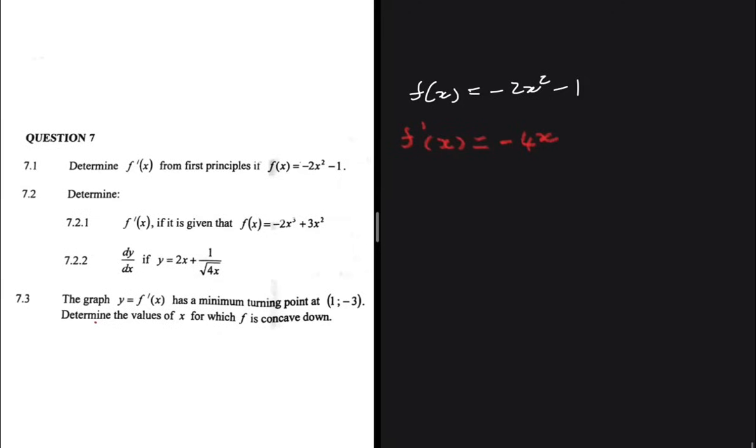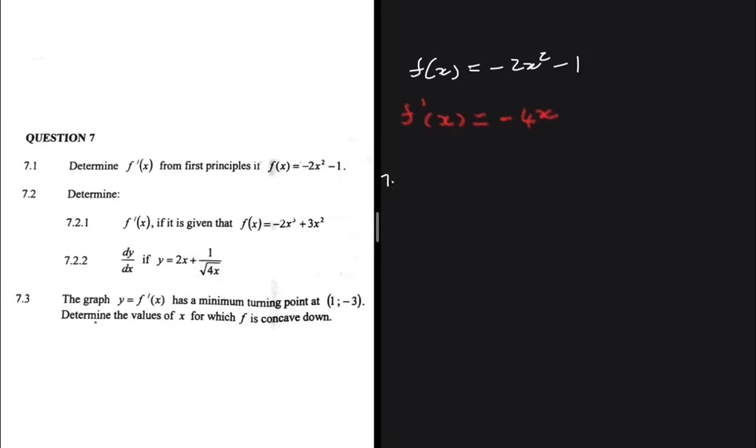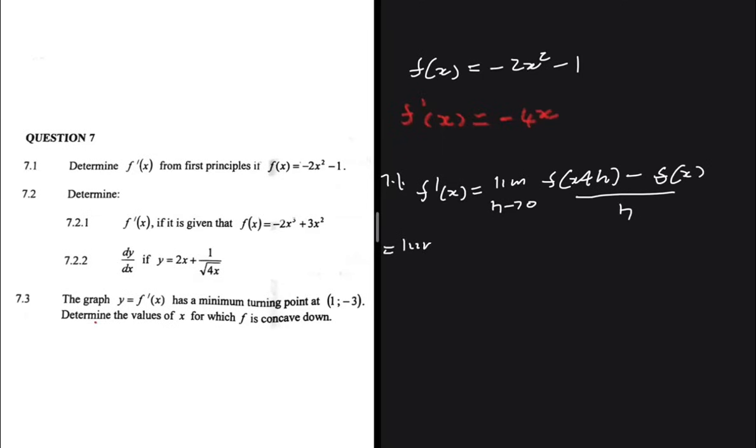So let's go ahead and solve this equation so that we can see what we have here. 7.1, so we're going to say f prime of x is equal to the limit as h tends to 0 of f of x plus h minus f of x, everything divided by h. Right, so this will be equal to the limit as h tends to 0, and then here we have f of x plus h. Right, so we're writing the equation of f of x, but then everywhere where we have x, we put x plus h instead. It's that simple.